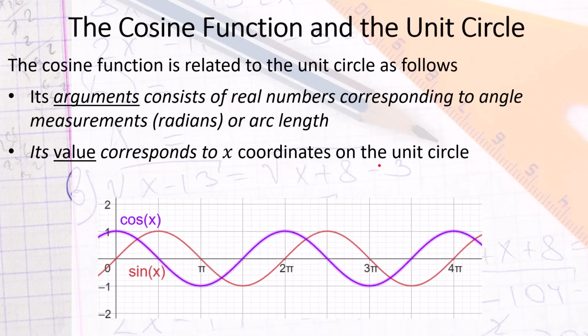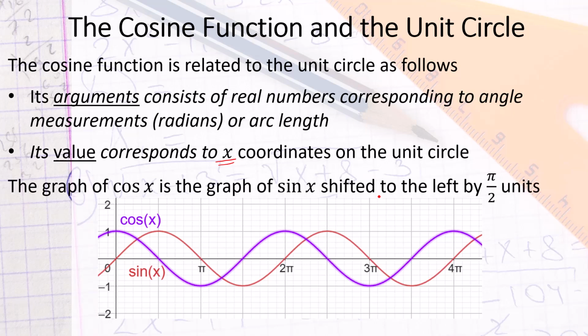How does the cosine relate to the unit circle? Well, once again, its argument consists of the angle measurement or the associated arc length. But in this case, the value of cosine corresponds to the x-coordinate, not the y-coordinate. And as a consequence, the graph of cosine is actually nothing more than the graph of sine shifted to the left by pi over 2. If I actually took this graph and I moved it over here, I would have the exact same graph.